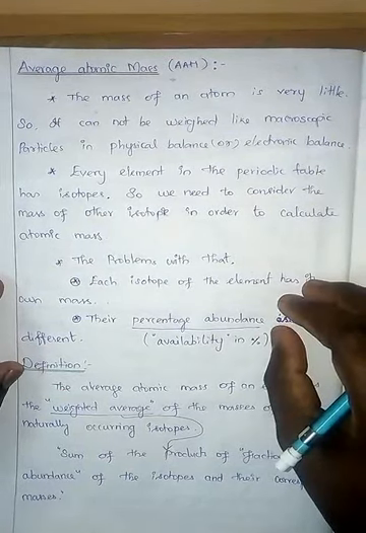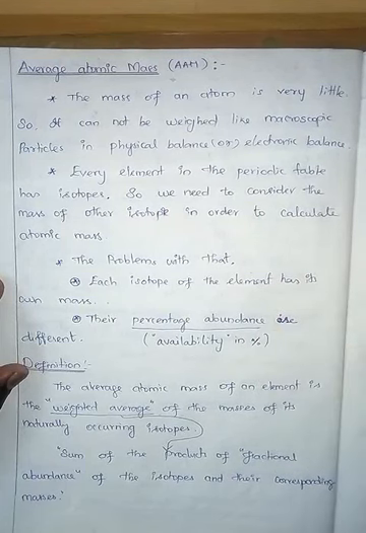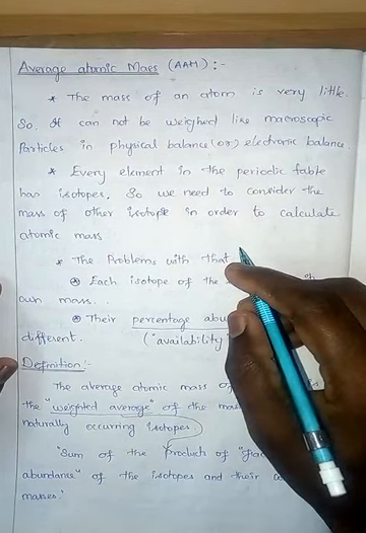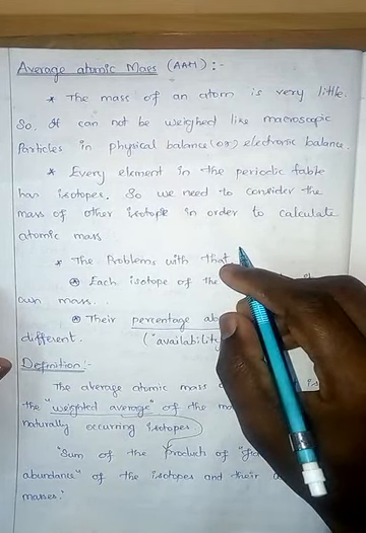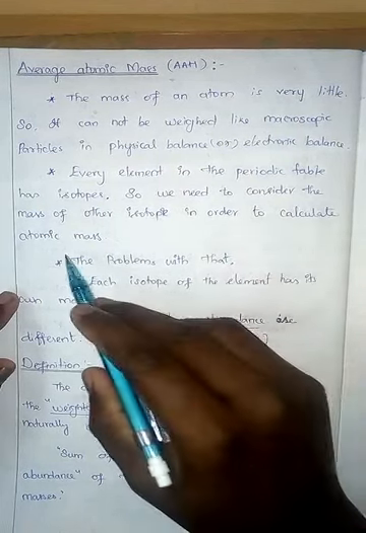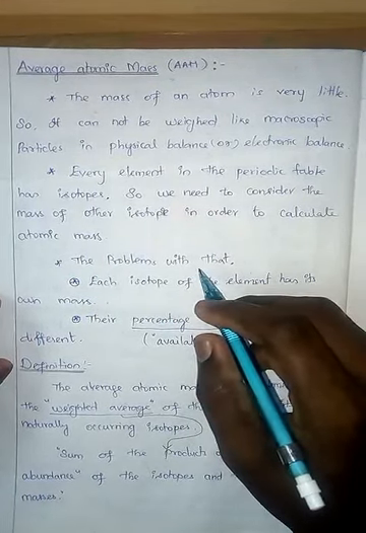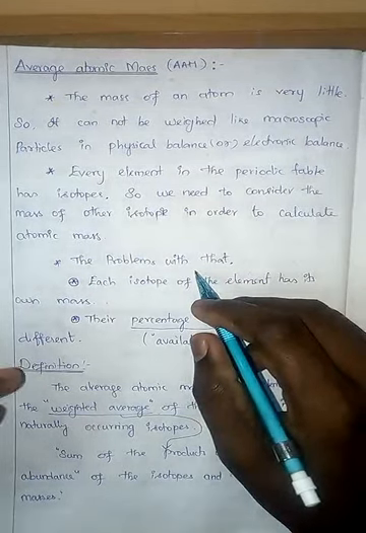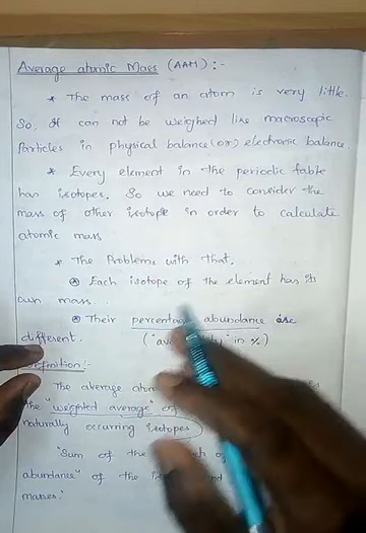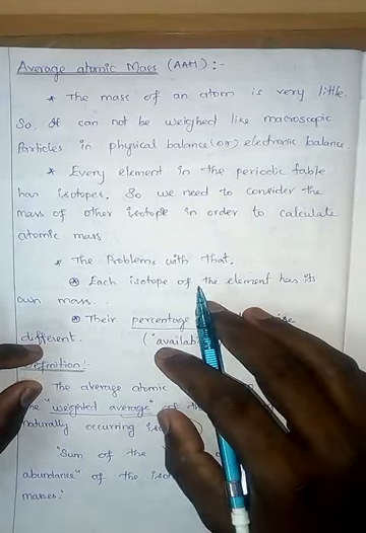There are 118 elements in the periodic table, and all the elements have isotopes. So we need to consider the mass of their isotopes in order to calculate the atomic mass of an element. That's why I've written it as a problem. We cannot take a simple average. So we need to consider two things.